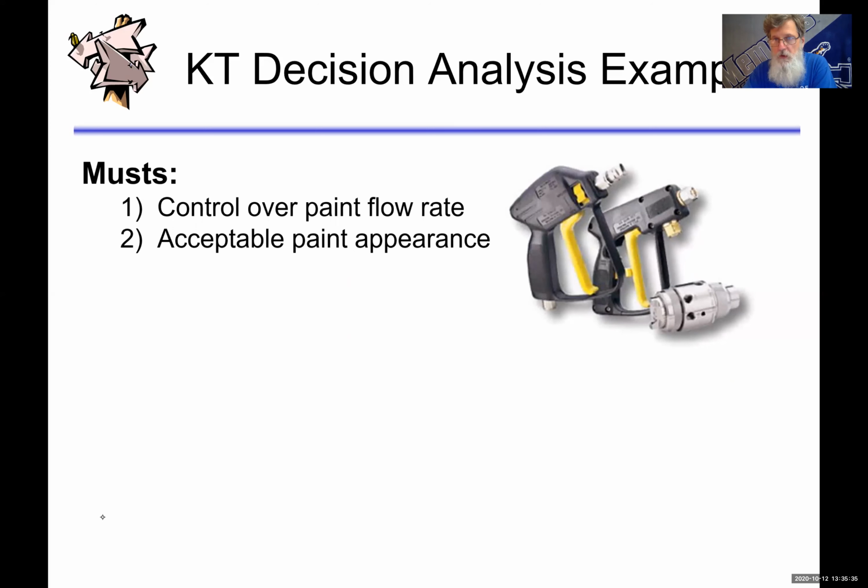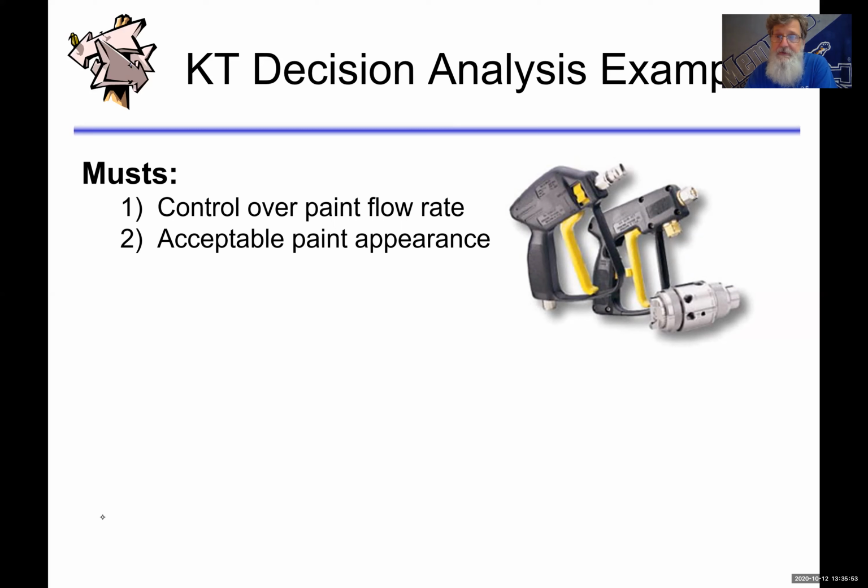Okay, we have 2 musts that we have to have. One, we have to be able to control the flow rate of the paint. So whatever spray gun we choose would have some kind of adjustment, some kind of valve, some kind of setting, so we control the flow rate. And of course, when it's all done, we have to have acceptable appearance. It has to work well for us.